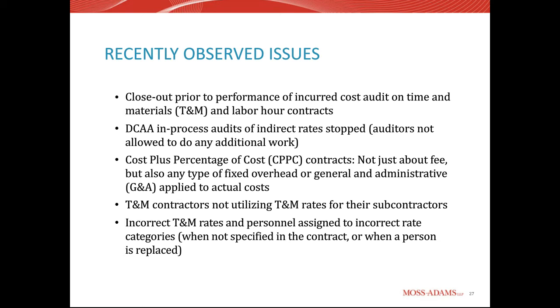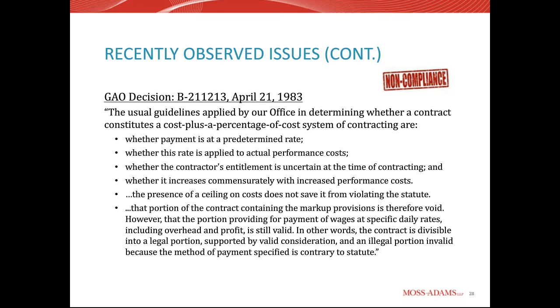And incorrect T&M rates and personnel assigned to incorrect rate categories is always going to be a risk on a T&M contract. I want to dig in then a little bit to this cost plus percentage of cost issue. So we're saying recently observed issues, but obviously this GAO decision is not too recent, many years ago here, but it's really important because we see it all the time, and not just at one contractor. We're seeing it in many different places, that this is apparently not understood by everybody in the contracting community, that this type of contract is not legal. So when it meets these particular criteria, it's not legal.